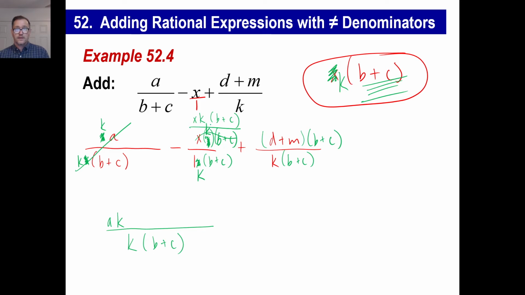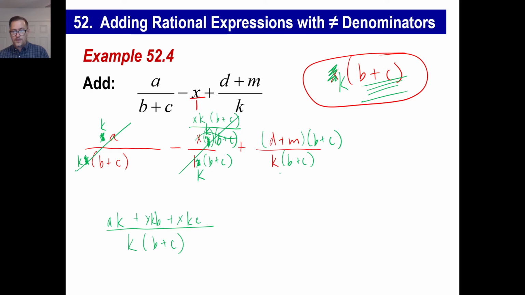So we're going to have to distribute if you see those terms inside. So xk times b will be xkb, and then xk times c is xkc. So we're done with this part.